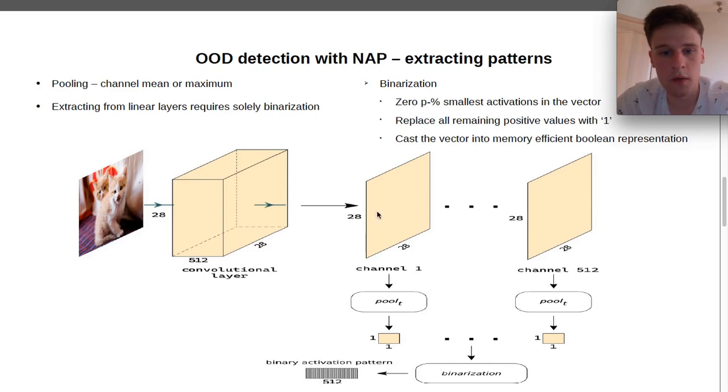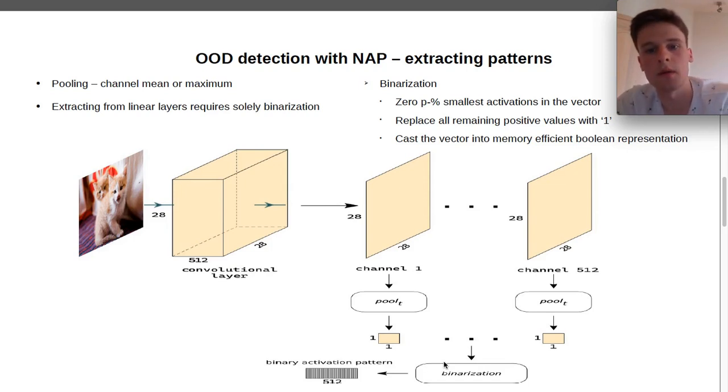To do so, we split the matrices channel-wise and pool those channels independently. By pooling, I mean either computing an average value of the channel or the maximum value of the channel. Once we pool those channels and we represent each channel with just one value, we need to concatenate those values into a vector of length equal to the number of channels. And finally, we need to binarize the vector.